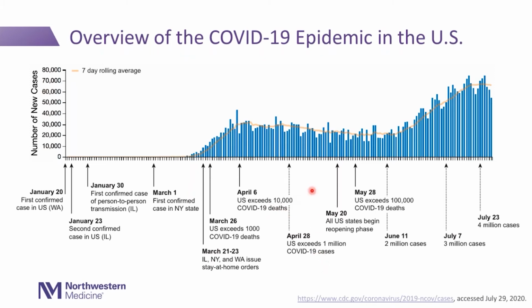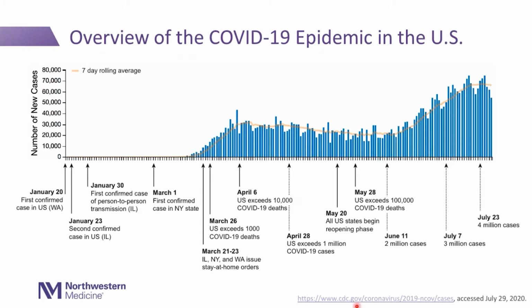But despite the fact that we had achieved this plateau with our social distancing and public health measures, all US states began to enter reopening phases by May 20th. Shortly thereafter, the US exceeded 100,000 COVID-19 deaths, with 2 million cases shortly thereafter on June 11th. Since the reopening has occurred, we've been seeing a surge in cases, primarily in the South and West, but now this is beginning to be apparent here in the Midwest, and we've rapidly gone from 2 million cases to 3 million cases, and then 3 million cases to 4 million cases in only 2 weeks.